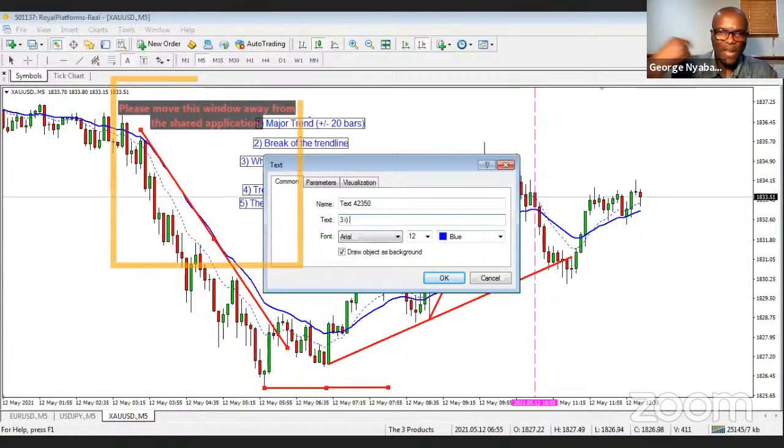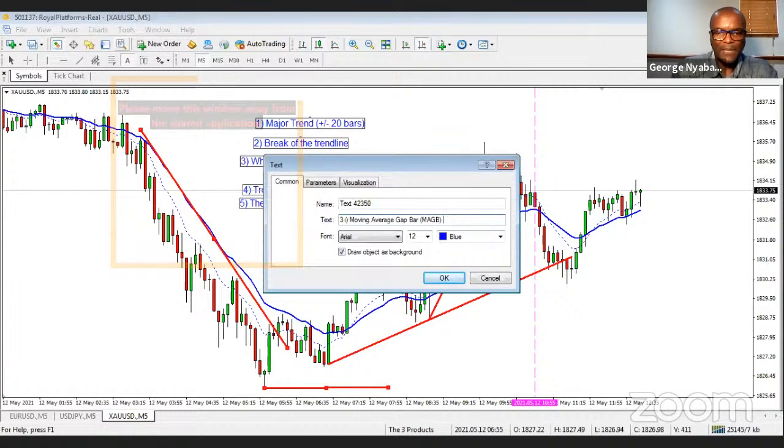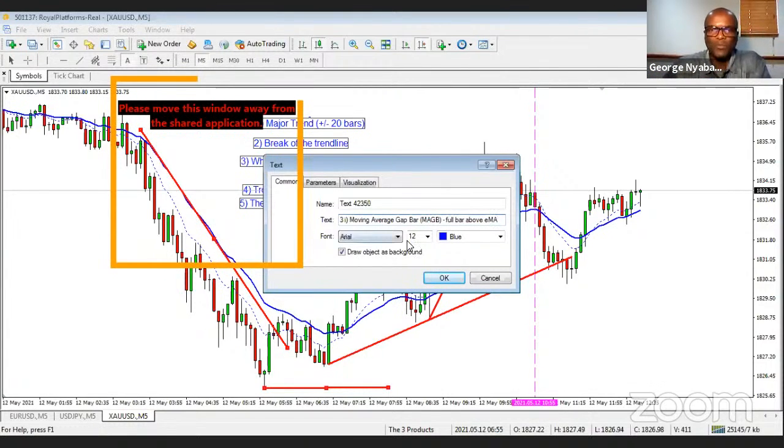So while we want to see what happens at the EMA, we want to see a close above the moving average. Another very important indicator of strength is a moving average gap bar. For short, for future, I might just go moving average MAGB. Okay, moving average gap bar. That's a full bar above EMA. Okay, so above or below, depending which direction.